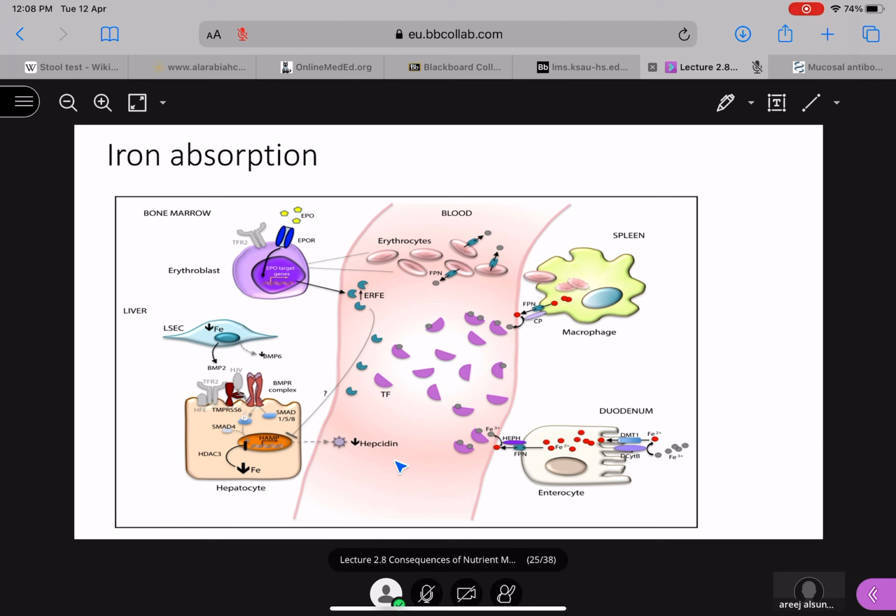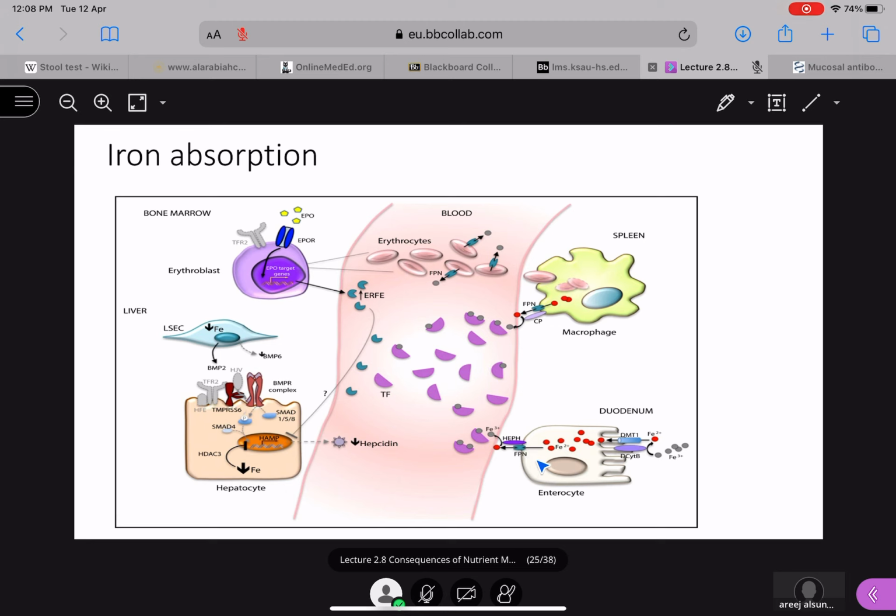The dietary iron, as well as the release of iron from the macrophages of the reticuloendothelial system, is under tight control by a protein called hepcidin. Hepcidin is released from the liver. So if we have a high iron in the blood, then the liver will sense this high iron and it will secrete hepcidin.